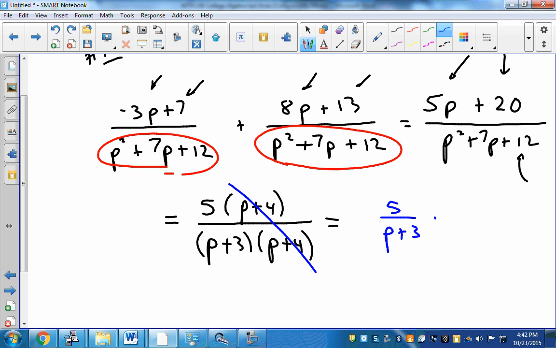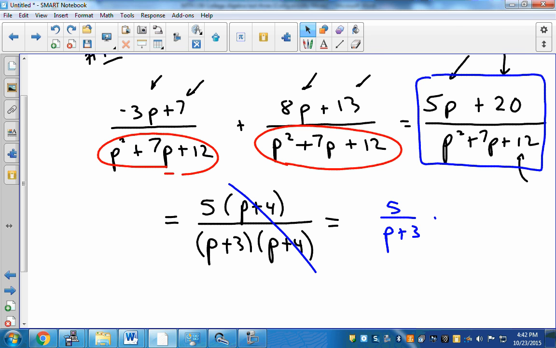Okay? If you just left it like this, you're going to get a bunch of credit, but you're not going to get full credit because you didn't simplify. Okay, so there's an addition problem. Any other goodies that you're going to look at come Tuesday?